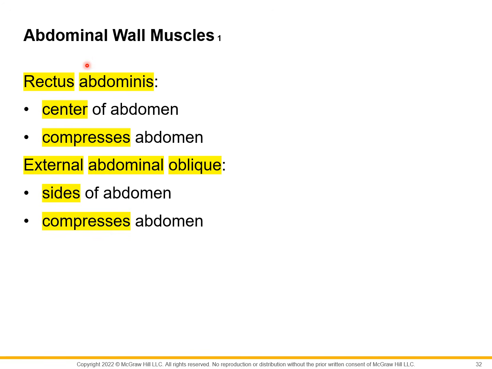So first up is the rectus abdominis. It's located at the center, alright? Nasa midline or nasa gitna daw po ng abdomen. So this has the capability to compress the abdomen.